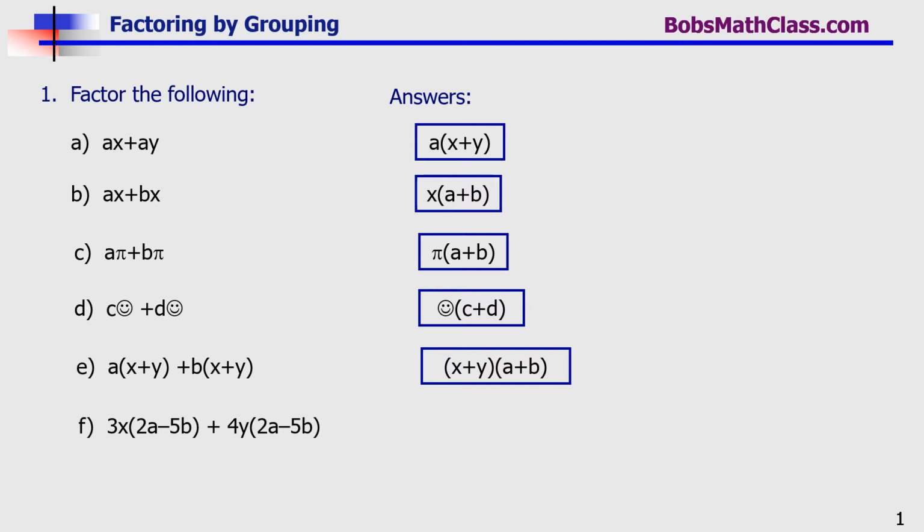All right, so for part F, what's our GCF? 2a minus 5b. And then what will be left over in the second parentheses? 3x plus 4y. Okay.